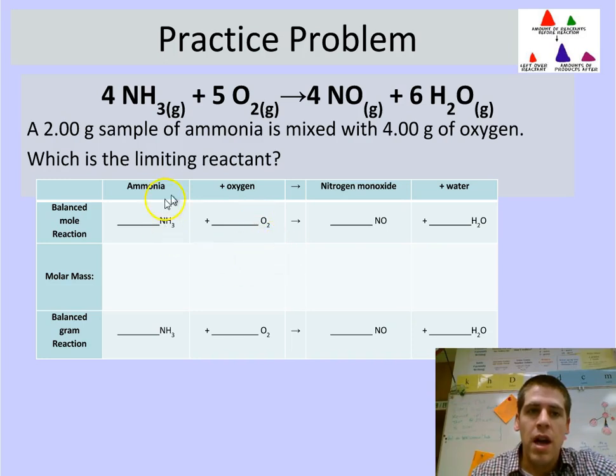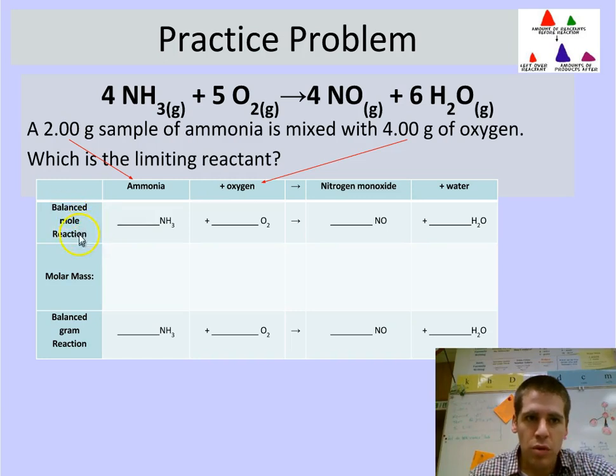the O2, okay? And I would actually circle or underline this or draw an arrow to kind of connect. The 4 grams is of this reactant and the 2 grams is of this reactant. So we have 2 reactants. We need to figure out which one is going to produce the smaller amount of product, all right?